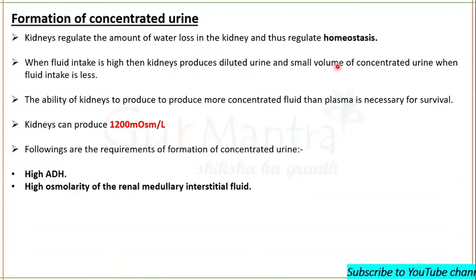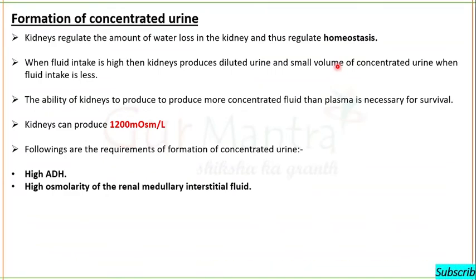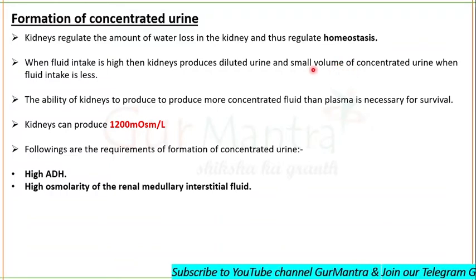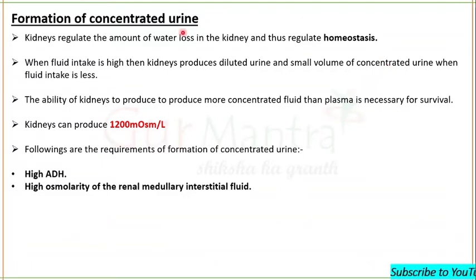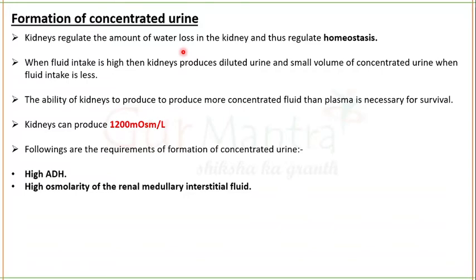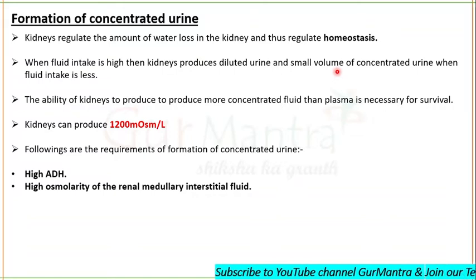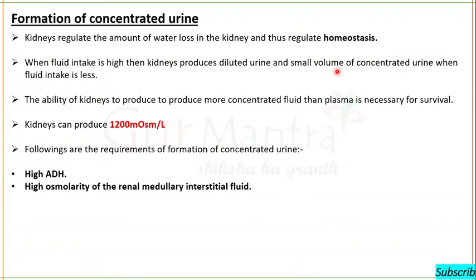But when the fluid intake is less, or a large volume of fluid has been lost by our body, at that time kidneys produce a small volume of urine which is concentrated. If fluid intake is high, kidneys produce a large volume of diluted urine. But when fluid intake is low, or our body has already lost a lot of water, at that time kidneys concentrate the urine to a larger extent, and release only a small volume of it.